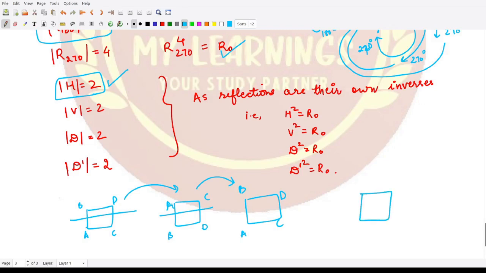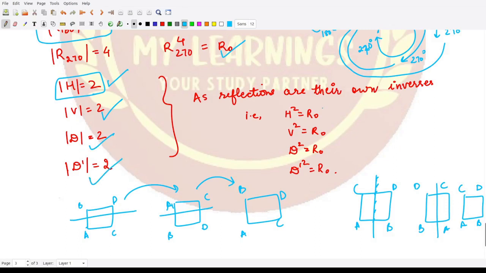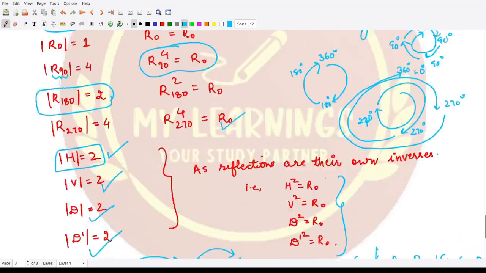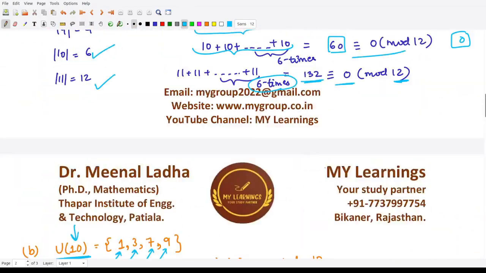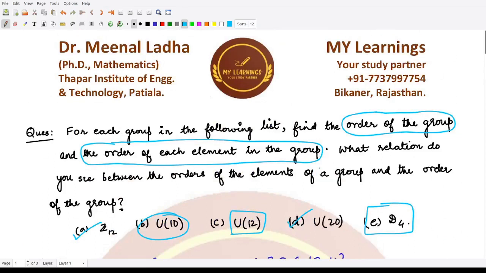Similarly for the vertical flip, if you have A, B here, C, D here, once you reflect it along this line, it would be B, A and D, C. Once you do it again, you would have your square with the original orientation, correct? So therefore its order is also 2. Similarly for the diagonal flip and the other diagonal flip, we have the same thing. As reflections are their own inverses, in this case we have this result. So I hope you are clear with the order of each group element, right?